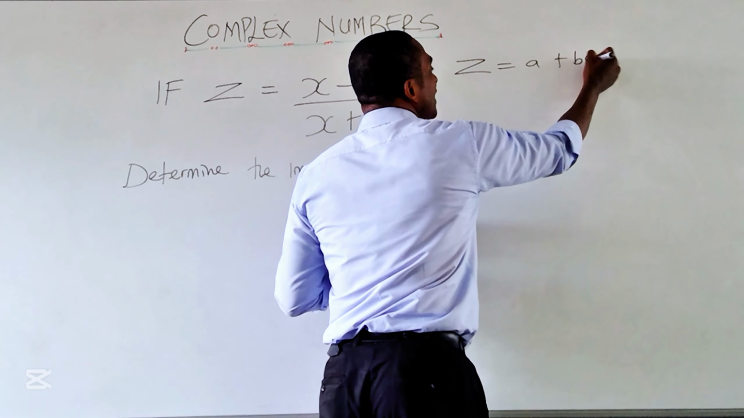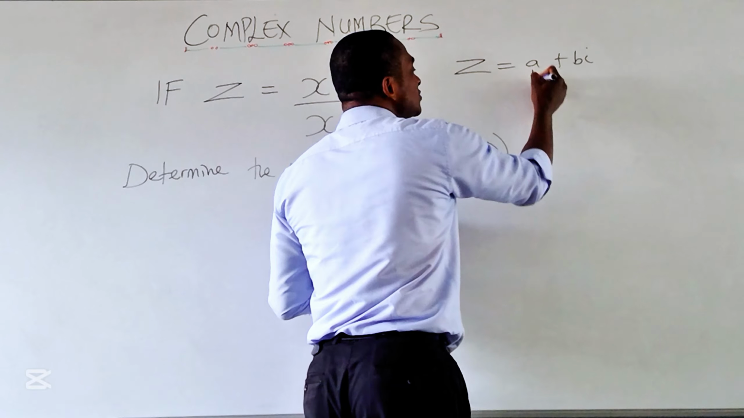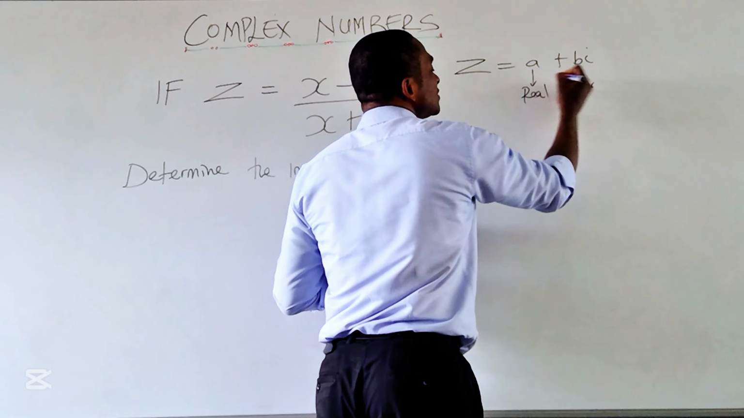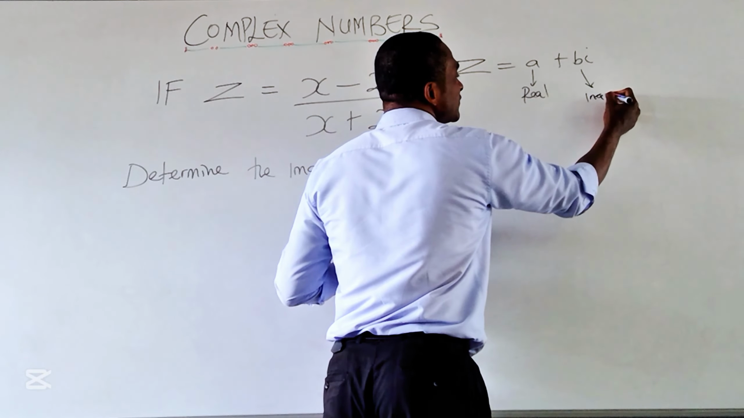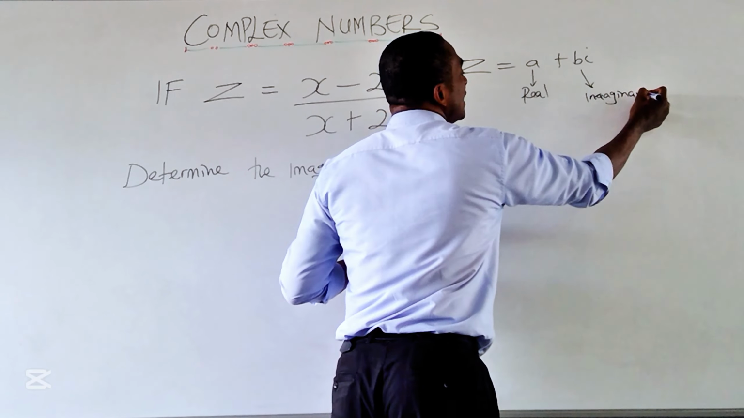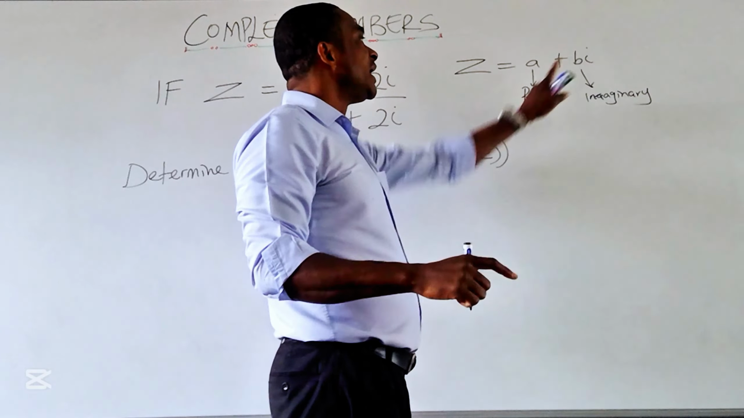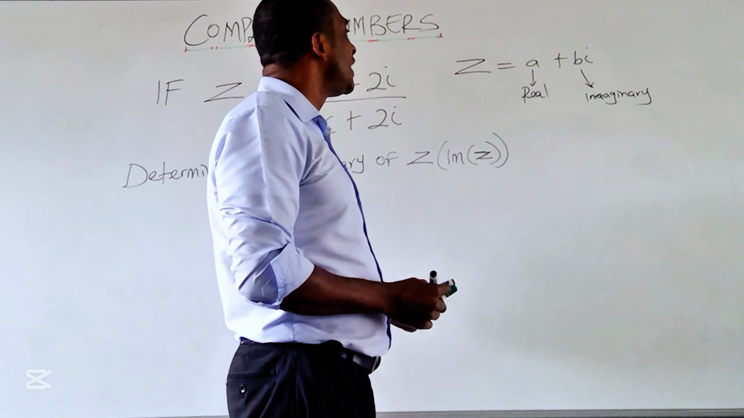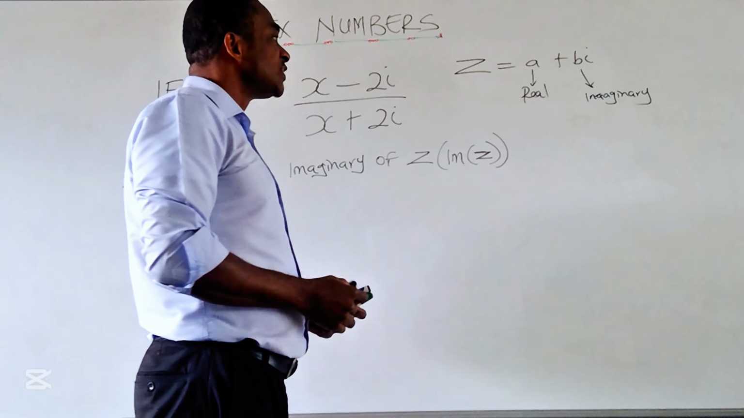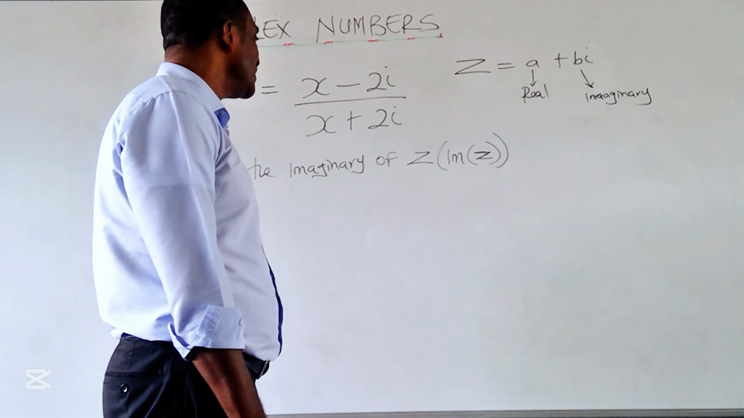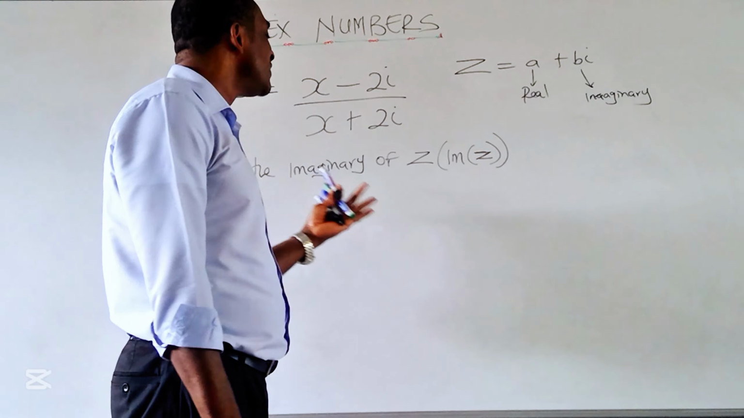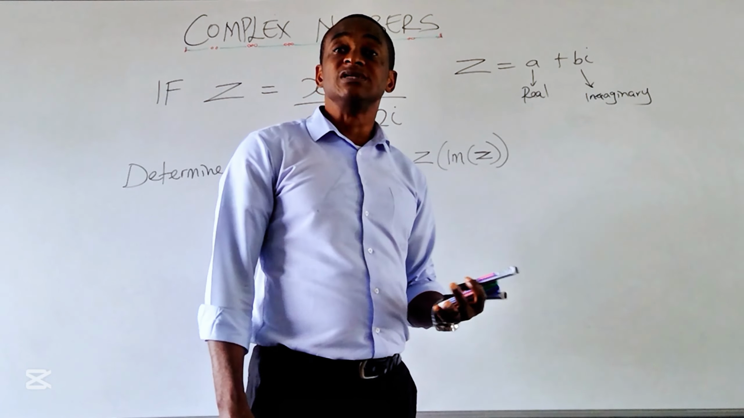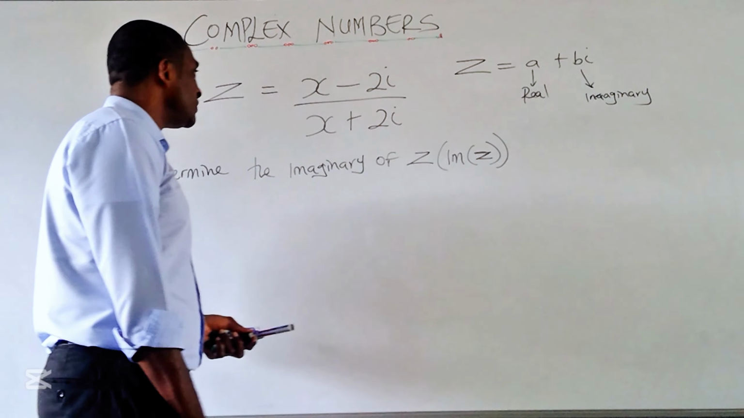a plus bi, where a is always the real part and b is the coefficient of the imaginary part. And this must always be a number, and this is the complex part of it. A is the real part and b is the coefficient of the imaginary. So if they're asking us to determine the imaginary part of z, they want this part. In other words, they want the coefficient of the imaginary part.